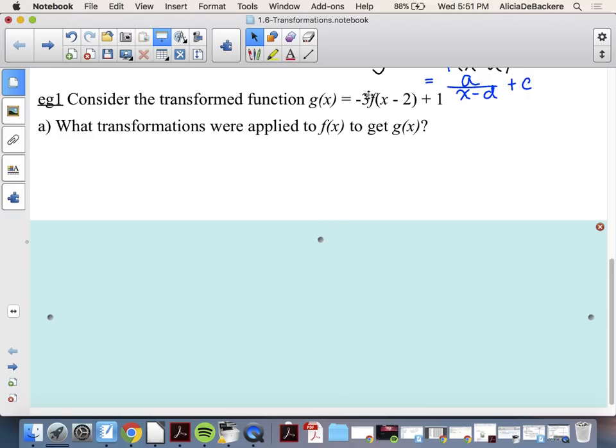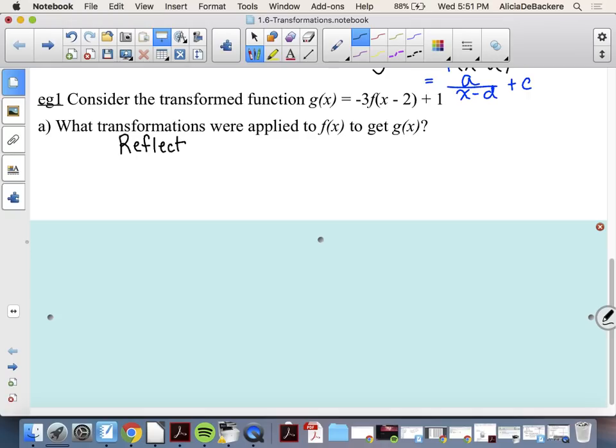So I start with my multiplier out front, the -3. The negative tells me that there has been a vertical reflection or a reflection in the x-axis. So that's because there's a negative multiplier. Now the 3, when I ignore the negative sign, the 3 is bigger than 1, which tells me that I have a vertical stretch. The factor for that stretch is 3, which means I'm going to multiply all the y values by 3.